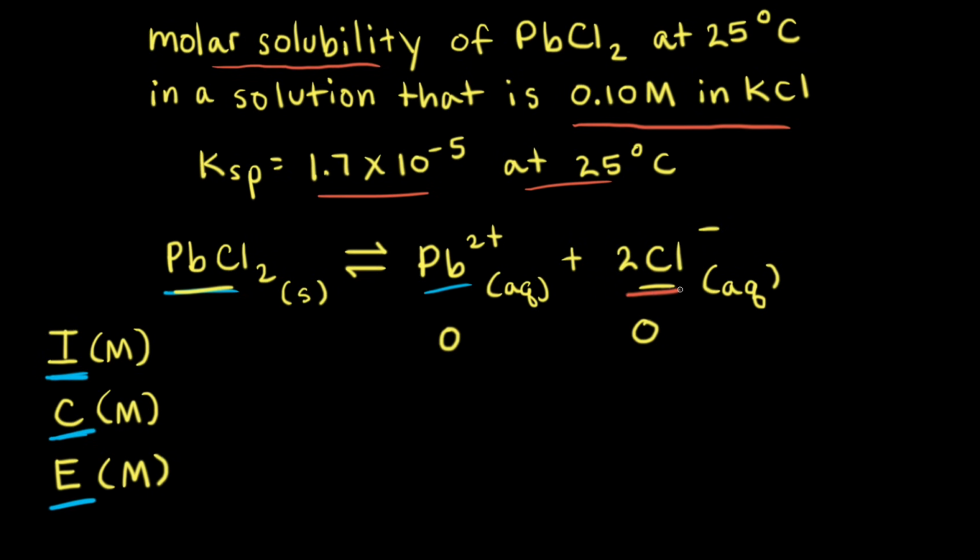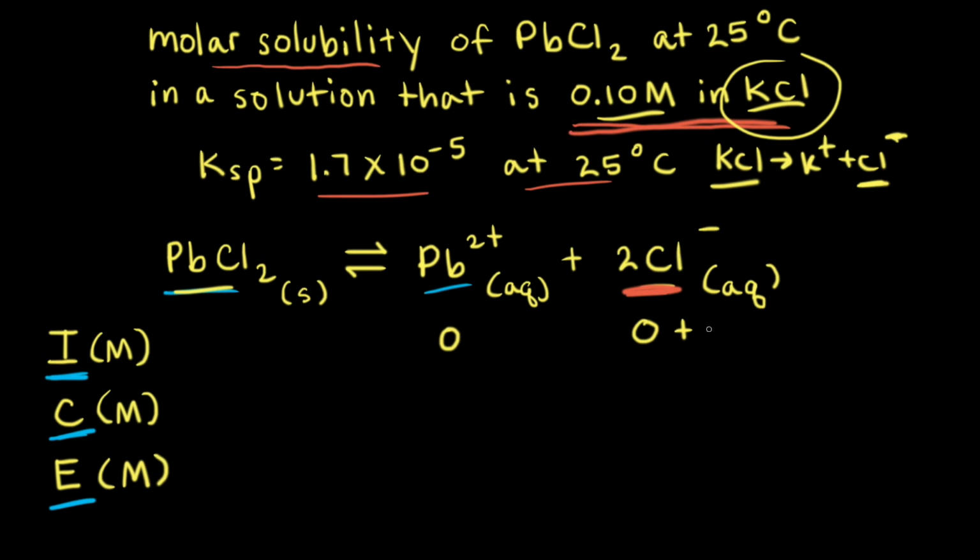However, there's another source of chloride anions, and that's because our solution is 0.10 molar in KCl. KCl is a soluble salt, so KCl dissociates completely to turn to K plus and Cl minus. Therefore, if the concentration of KCl is 0.10 molar, that's also the concentration of Cl minus from the KCl. So we can add here plus 0.10 molar, and think about that as being from our KCl. So there are two sources of chloride anions here, and so the Cl anion is our common ion. The other source of chloride anion is PbCl2 when it dissolves.